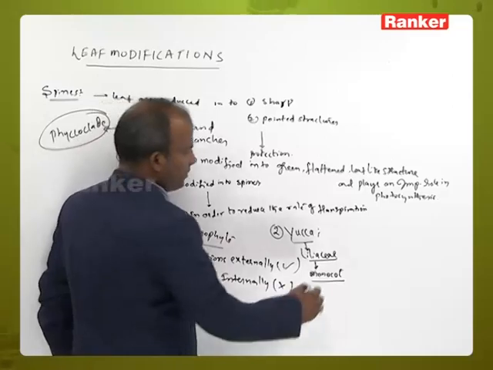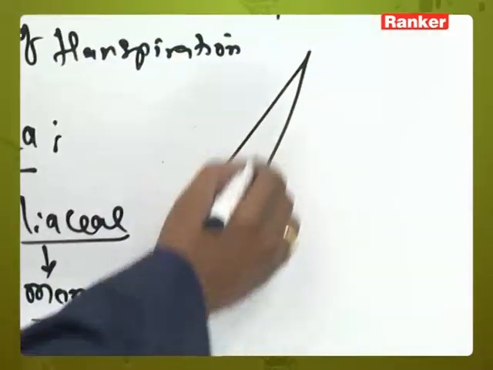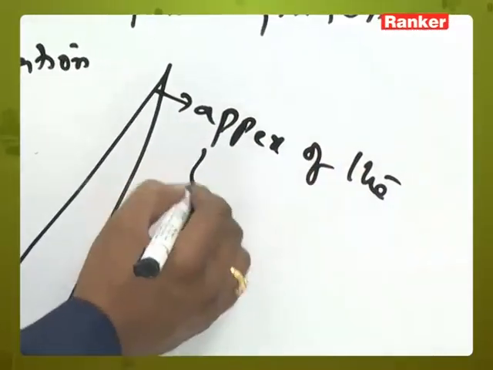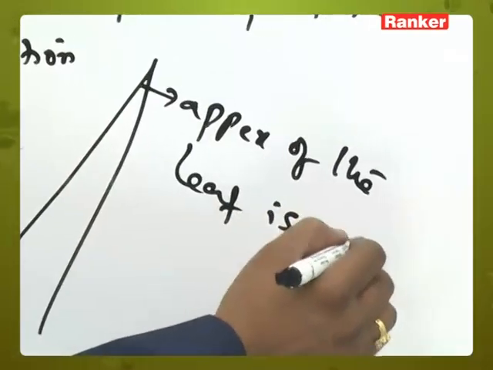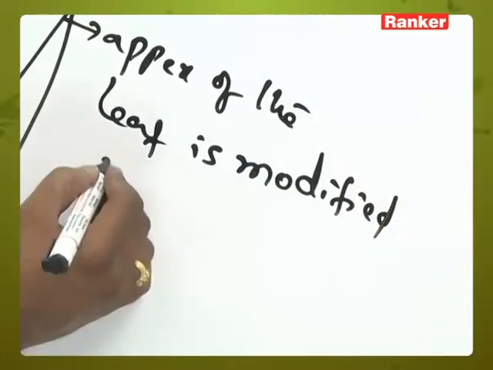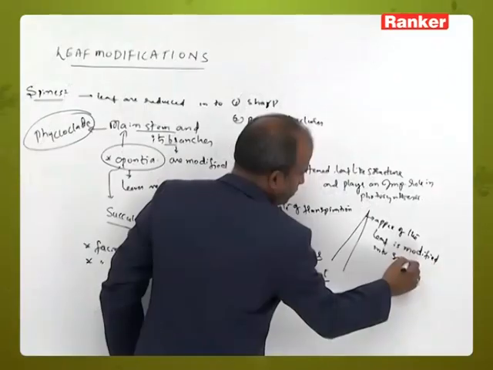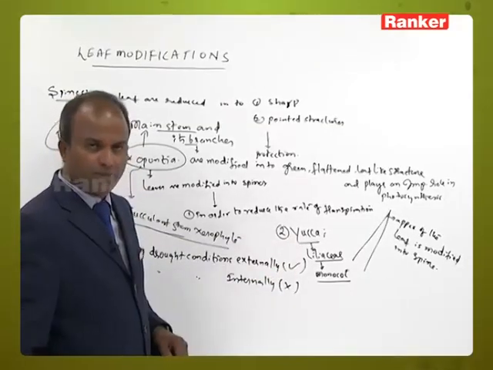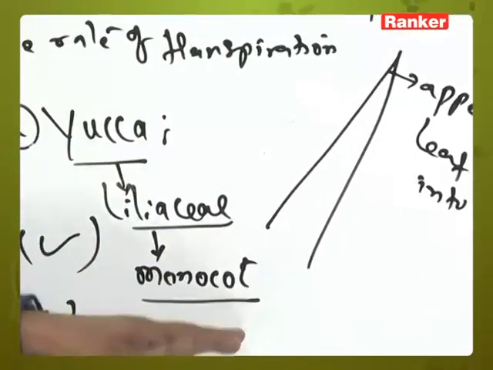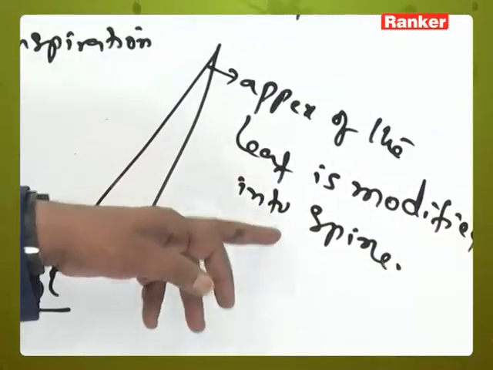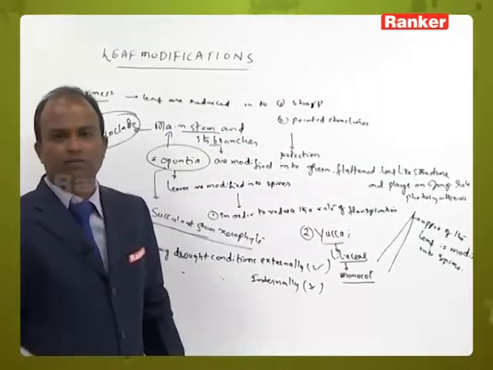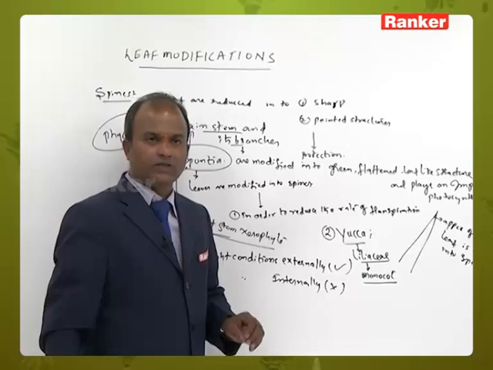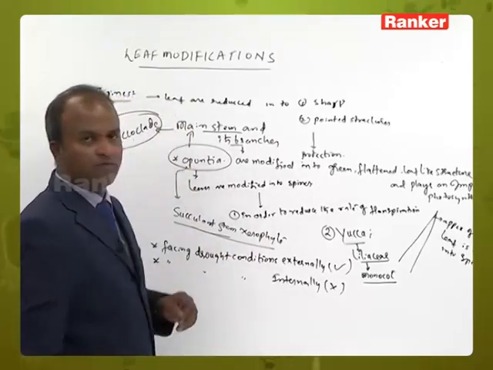In yucca, what happens? The apex of the leaf is modified into spine. Yucca is a Liliaceae member and a monocot, and the leaf apex of yucca is modified into spine in order to play an important role in protection. So this is about the spines, which we completed.